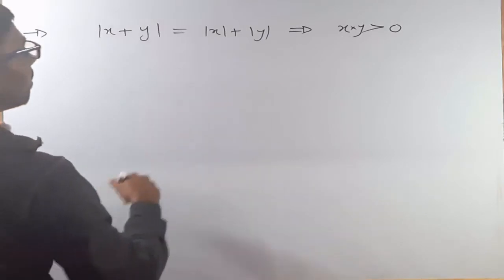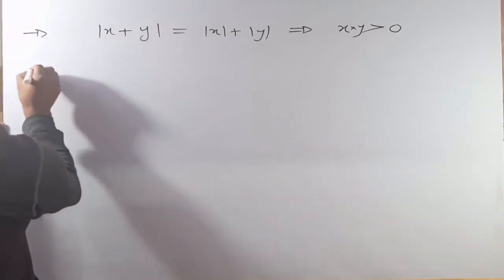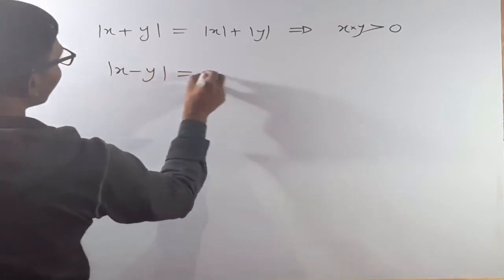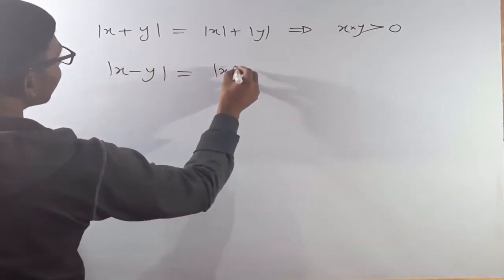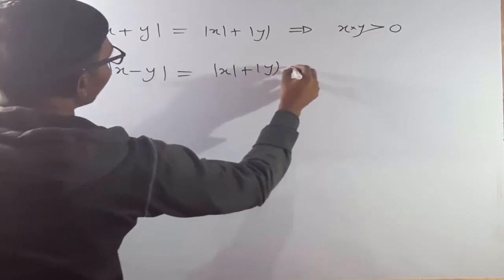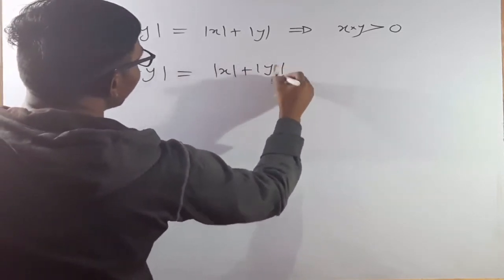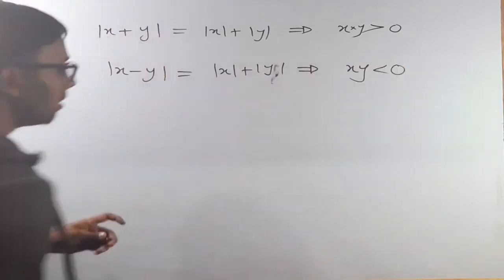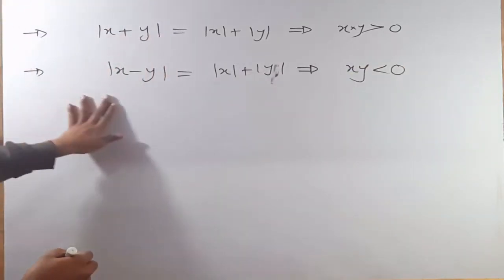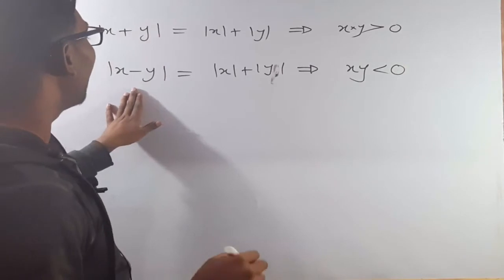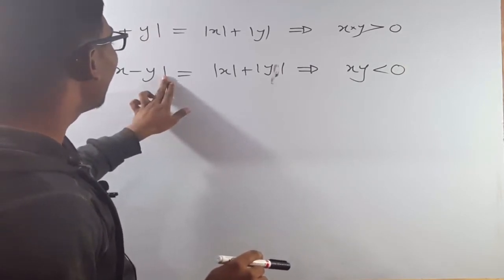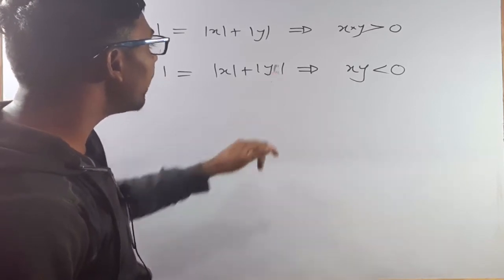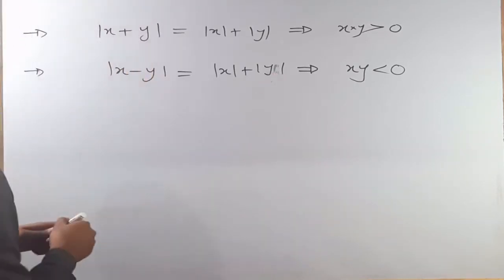We will see one example based on that. Another property is, if modulus of x minus y is equal to modulus of x plus modulus of y, this equality will be satisfied if and only if xy is negative. So these are the properties, or we can say some equalities and inequalities as far as the modulus function is concerned. We will see one example based on that.